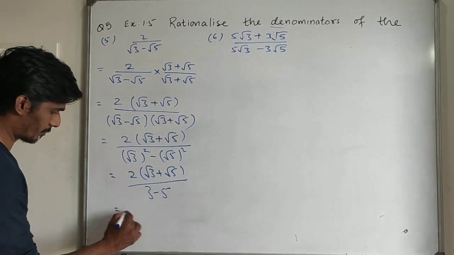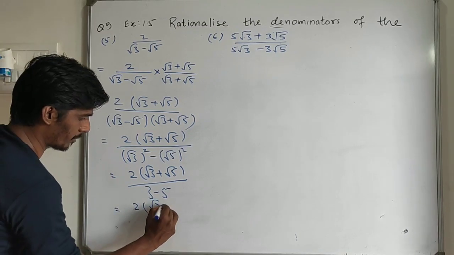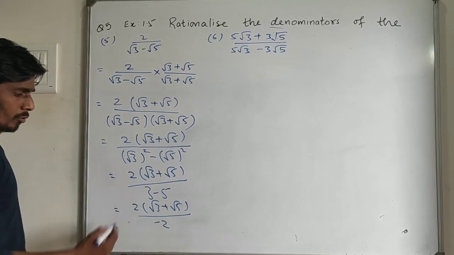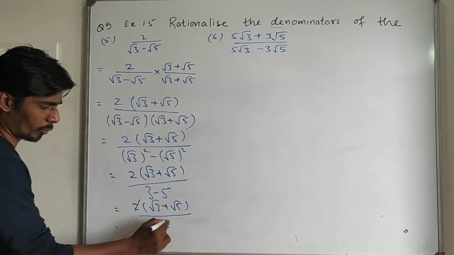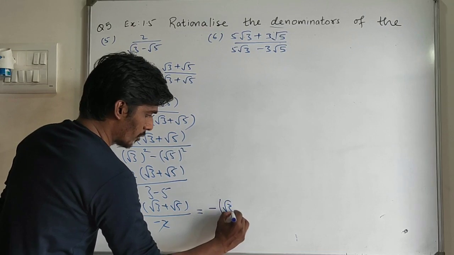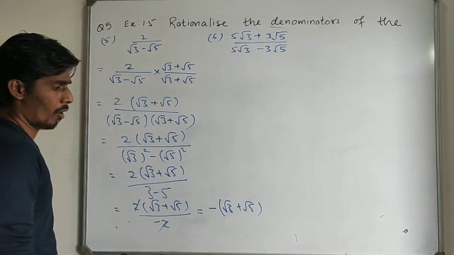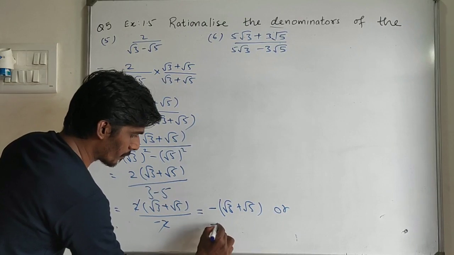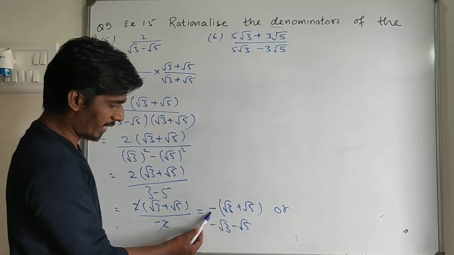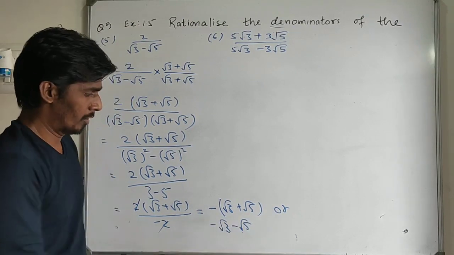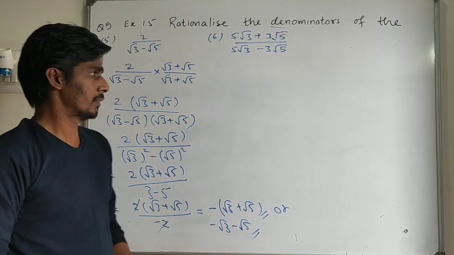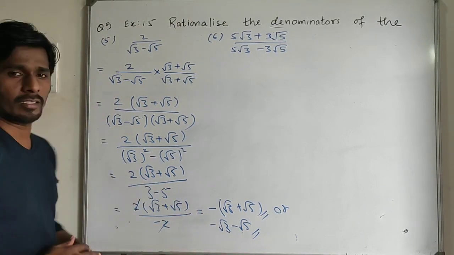Now we know that it's root 3 plus root 5 upon minus 2. So this minus 2 and 2 get cancelled. So our final answer is what? Minus, inside the bracket, root 3 plus root 5, or we can write minus root 3 minus root 5, because this minus sign will change the sign of both the terms. If you write this answer or this answer, both are correct. You can write either. So this is the way we can solve this one.